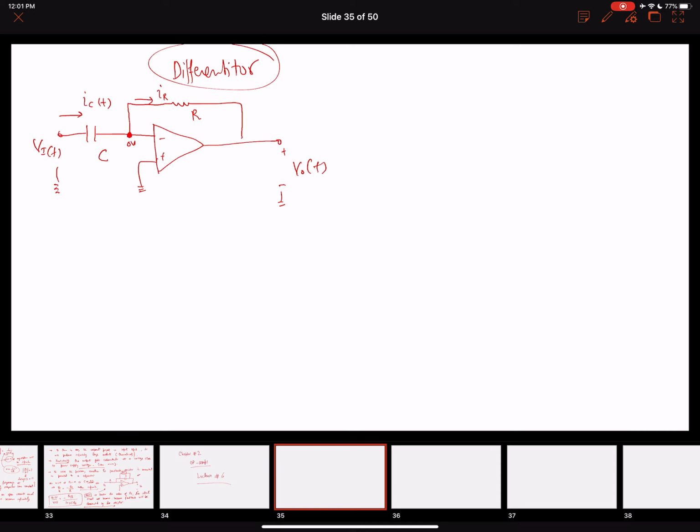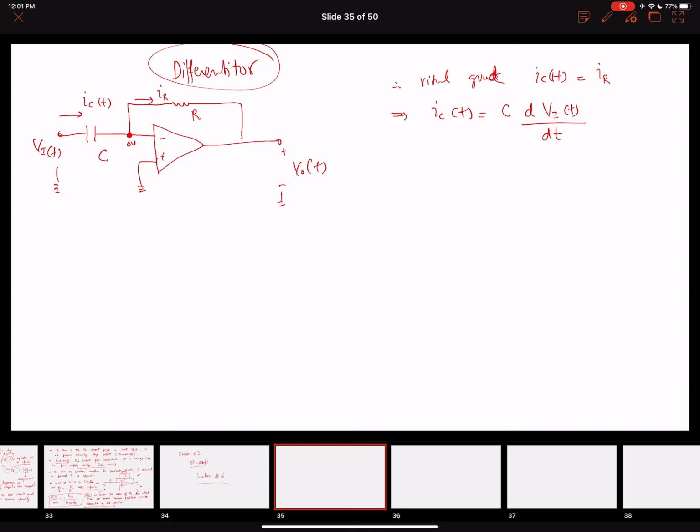Let's solve this circuit. Since it's a virtual ground, our currents will be the same. So IC of t equals IR. Now IC of t, the current that will flow through the capacitor, will be equal to C dVi of t over dt.